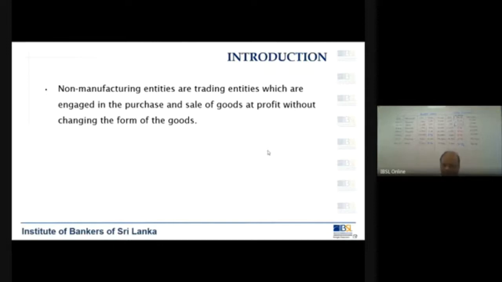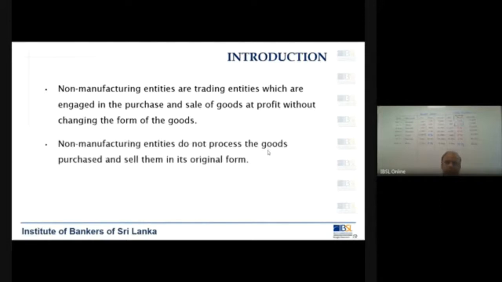So what you are doing is you are purchasing a good from another party, bringing it into your shop and you are selling it. What is the underlying objective? To make profit. So non-manufacturing businesses do not process the goods. Instead, they sell them in their original form.